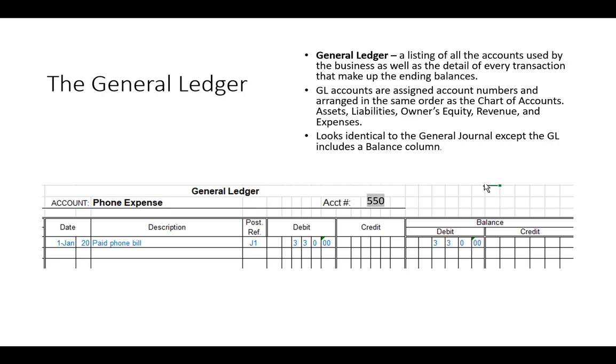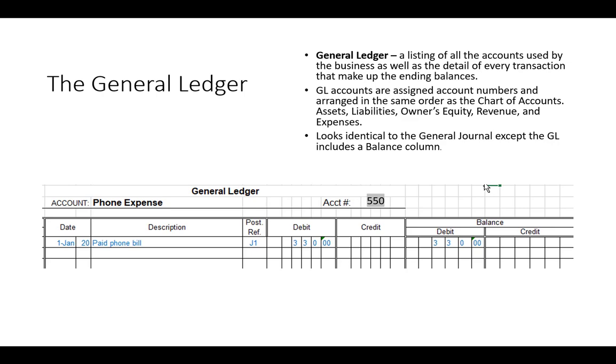General ledger accounts are assigned account numbers and are arranged in the same order as the chart of accounts, which we'll see in the next slide. The ordering also follows the order of our accounting equation, so starting with our assets, liabilities, owner's equity, revenue, and then our expenses. As you can see from the picture, the GL looks almost identical to the general journal.